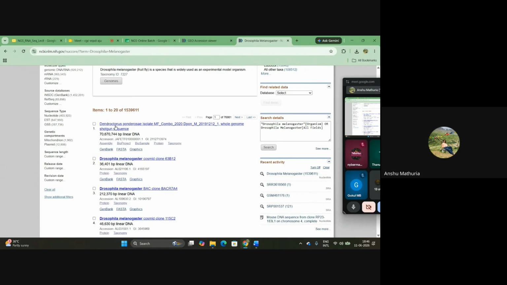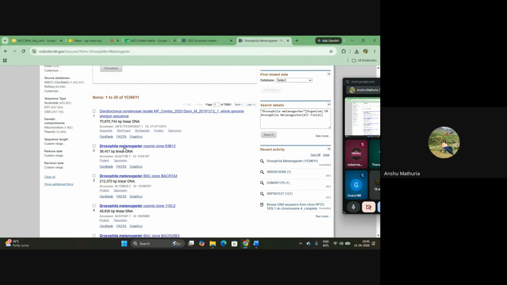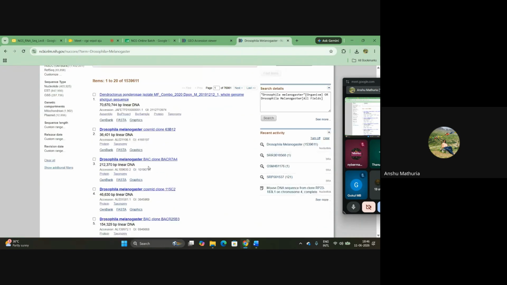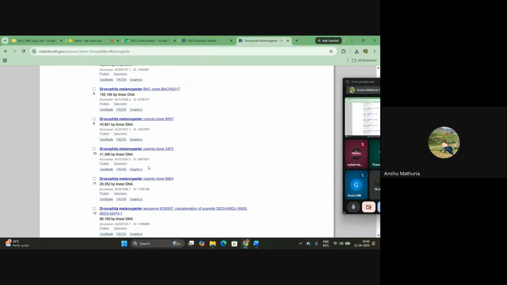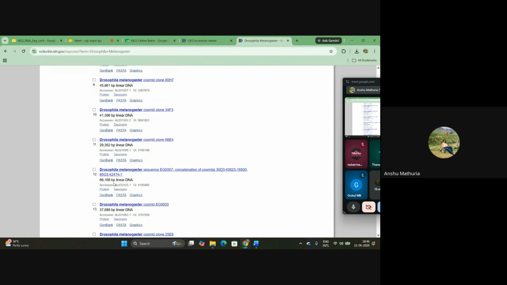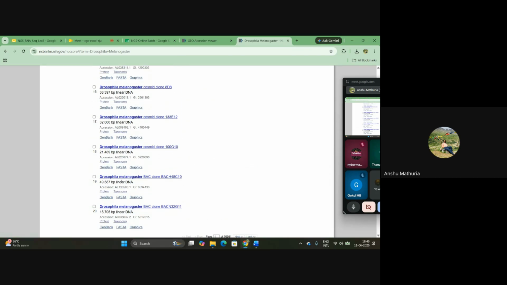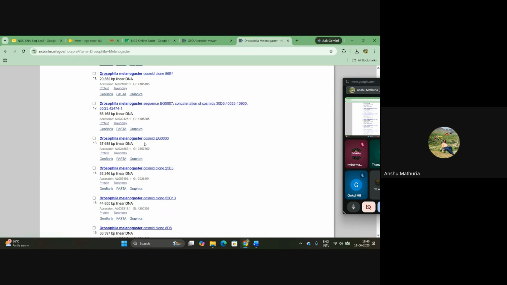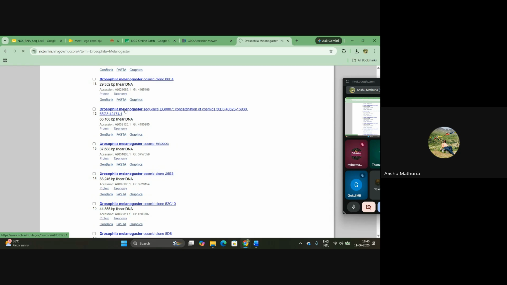So here you can see Drosophila melanogaster. It's a cosmid clone, so this you don't need. You need the entire sequence. So you can see here the Drosophila melanogaster sequence, G007. It is 66,168 base pairs long. You need to go through all of these and check which particular section is giving you the entire sequence. For the time being, we're going to open this particular one. Now this is showing that it has 6,000 bases.